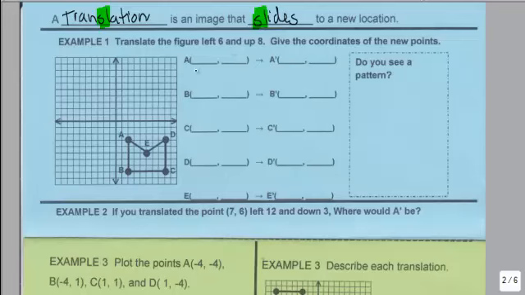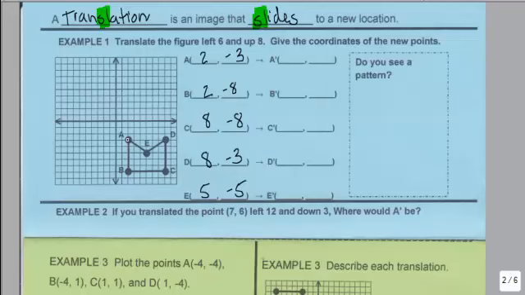So let's list all of the original points. A is at 2, -3. B is at 2, -8. C is at -8, -8. D is at 8, -3, and E is at 2, -1. Okay, so we're going to actually translate it 6 left and 8 up.